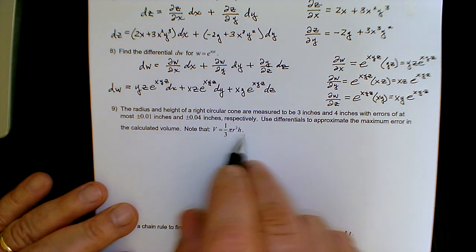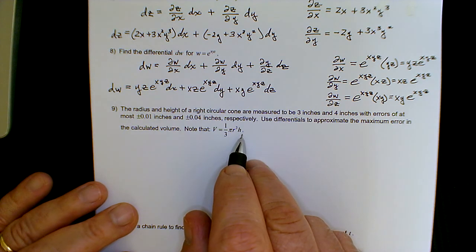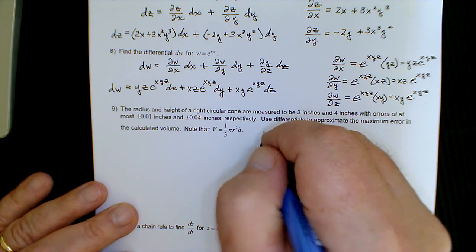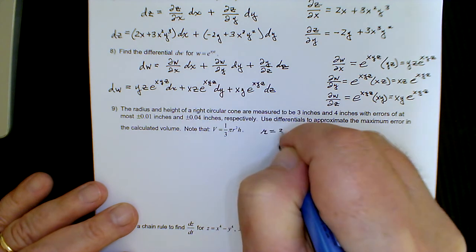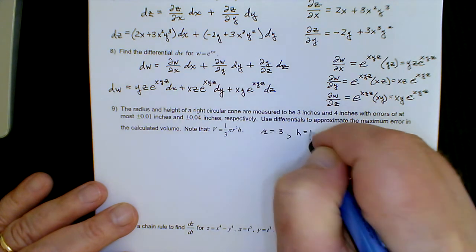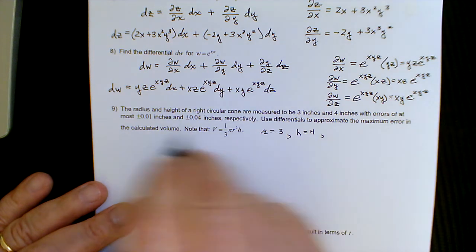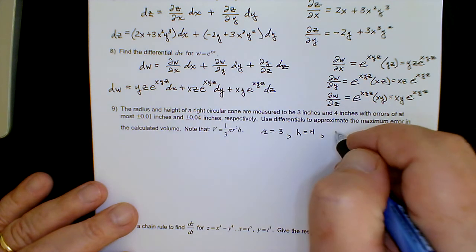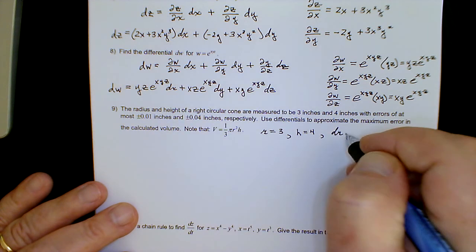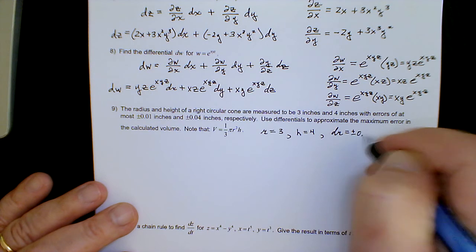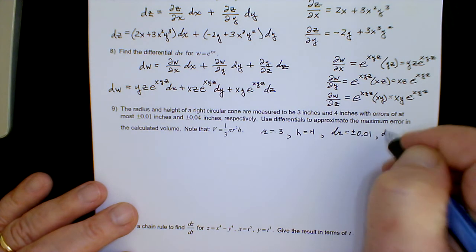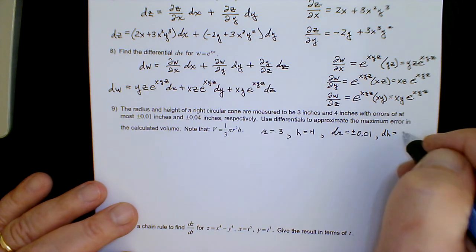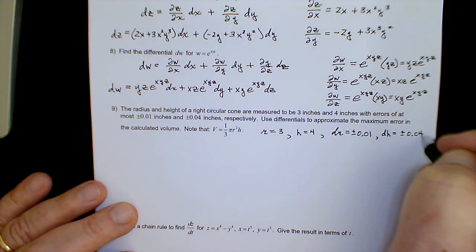So note that the formula for the cone is given, and basically we're told that the radius is measured to be 3 inches, the height is measured to be 4 inches, where the maximum error, which we refer to as the differential in the radius, is plus or minus 0.01, and the maximum error of the height, so the differential dH, plus or minus 0.04.